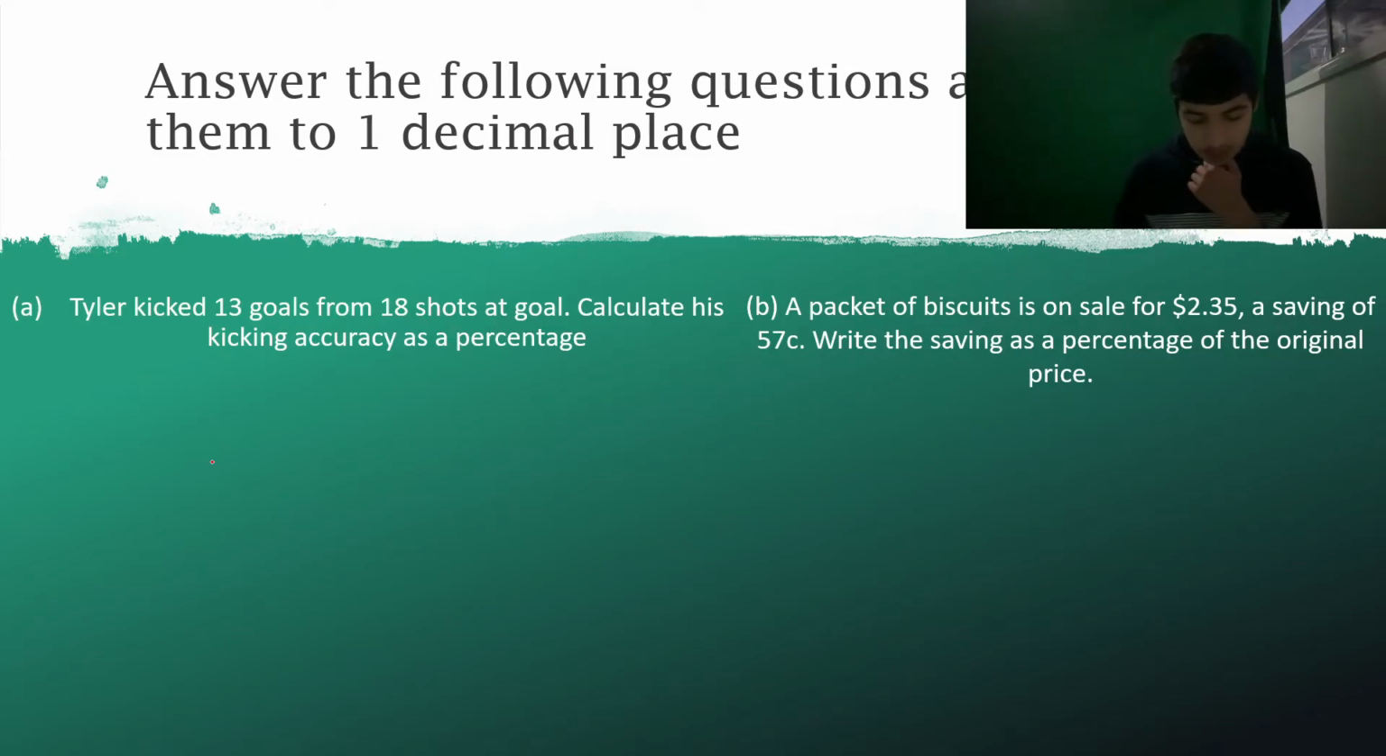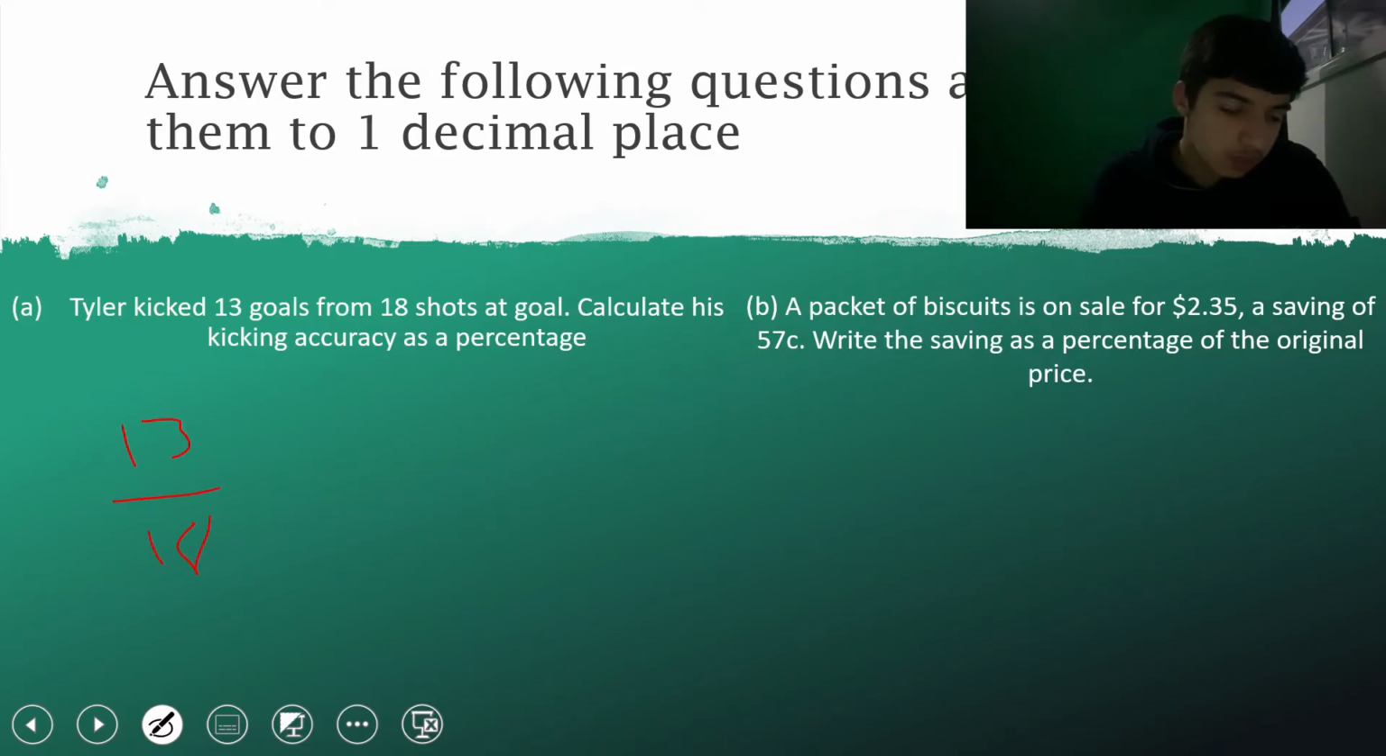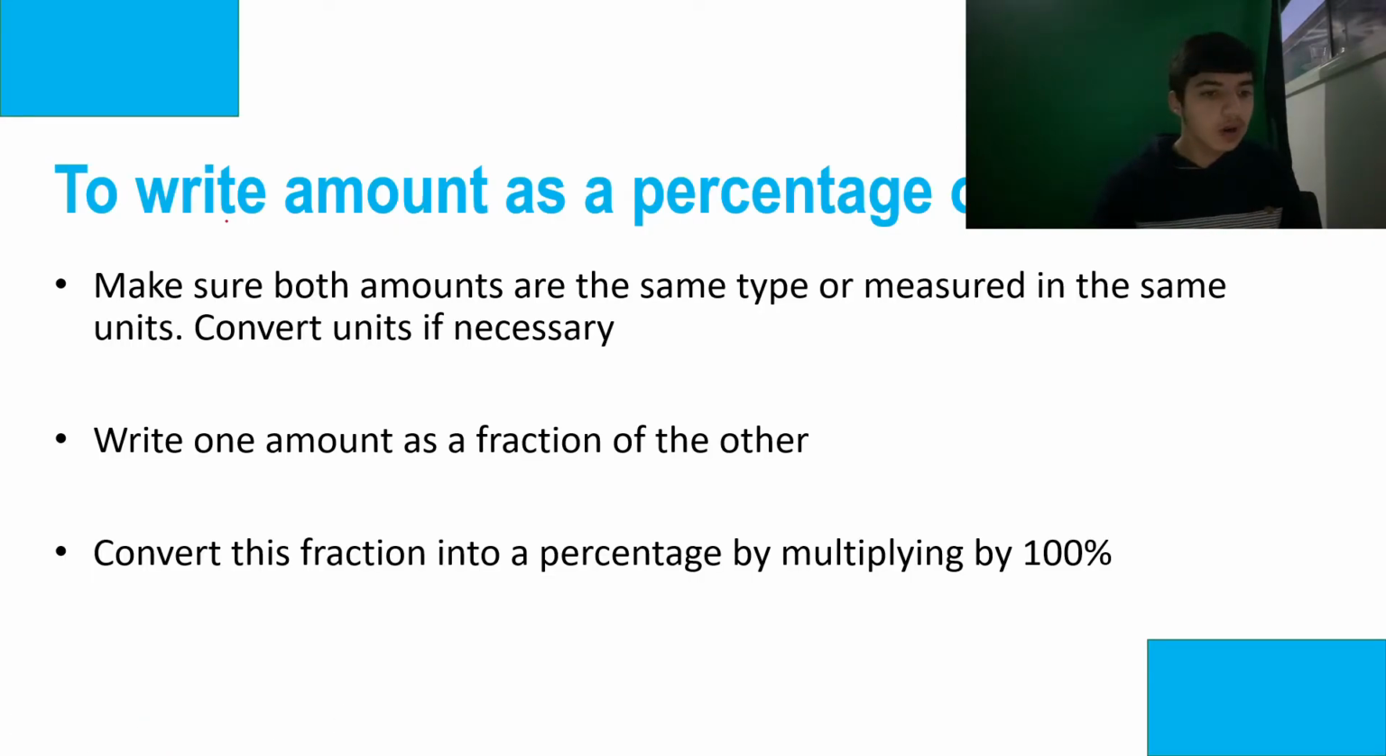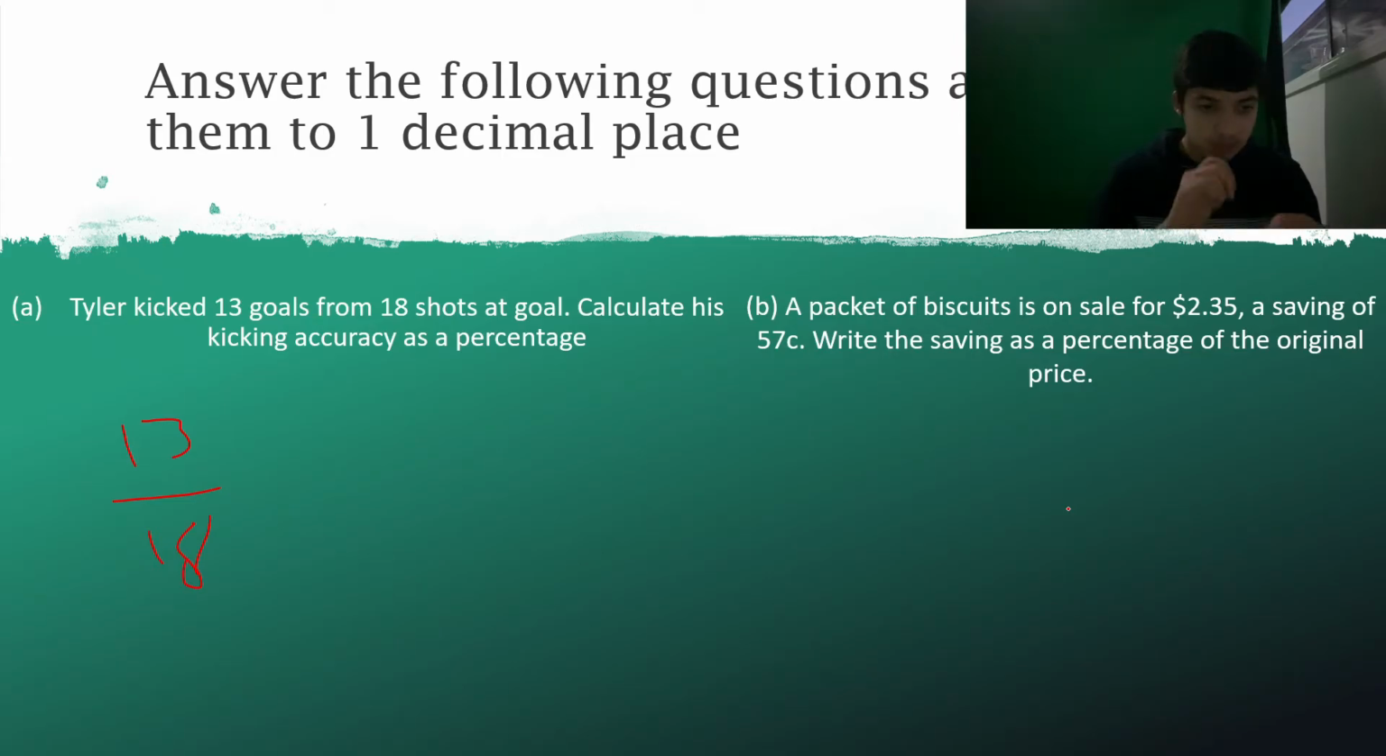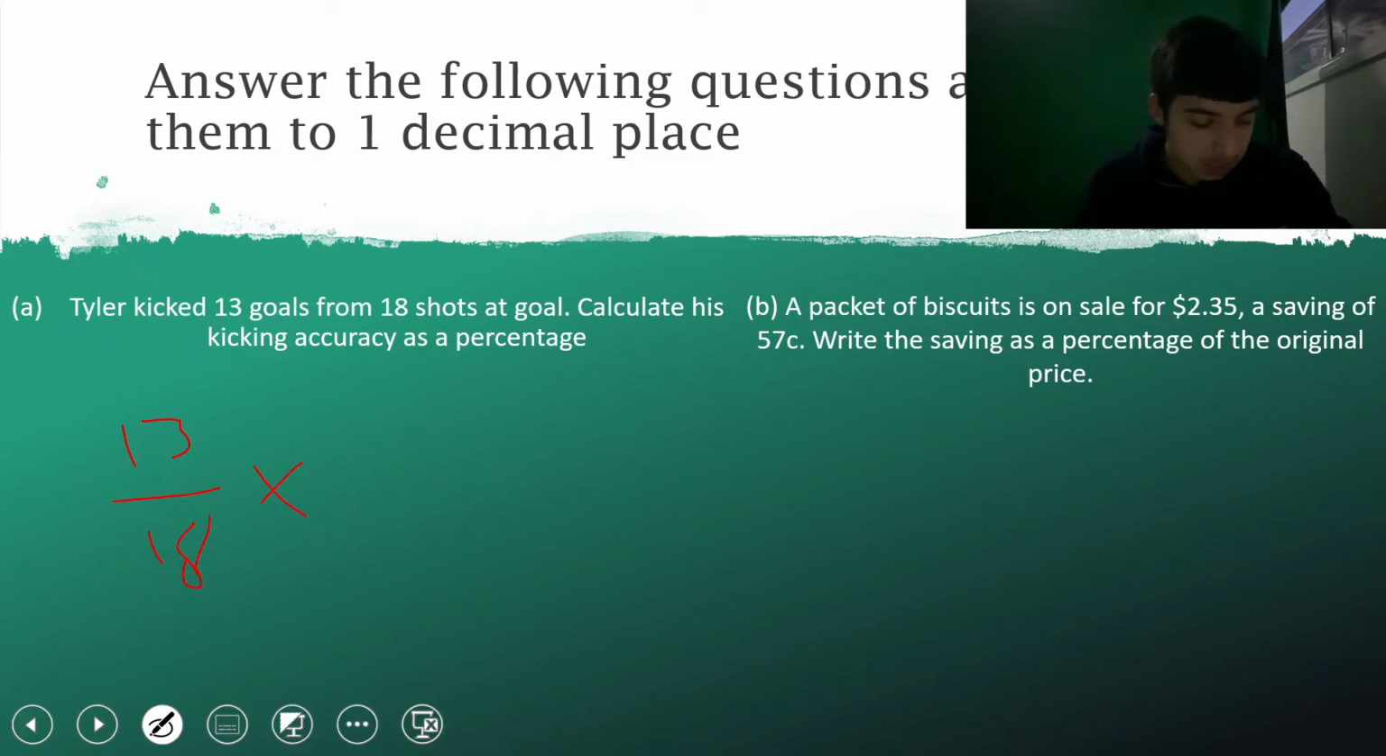So what we have here is 13 goals from 18 shots. So you do it as a fraction, since that's what you're supposed to do. That would be 13 over 18. Calculate his kicking accuracy as a percentage. As I showed you before, convert this fraction into a percentage by multiplying by 100. So all we have to do is times it by 100. If you want, add it over 1, just in case you need help with that.